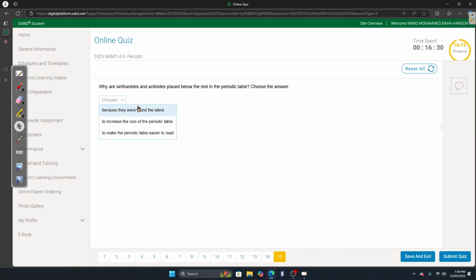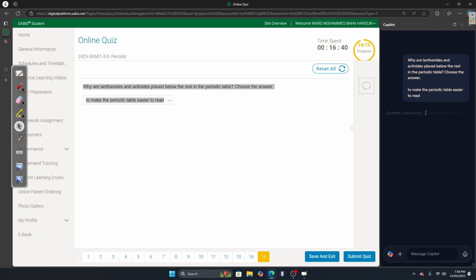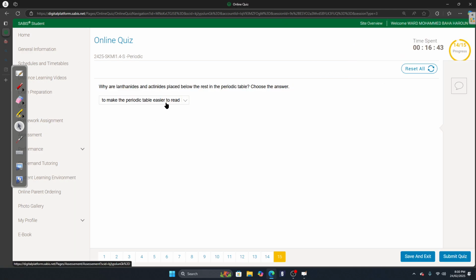Why is a set of elements placed below the rest of the periodic table? I think it's to make the periodic table easier to read. This doesn't really have an explanation. Let's just check quickly. Yeah. This doesn't make sense, because they're all arranged based on their properties, with groups arranged by the properties and the rows by the energy levels. This is just memorize it, it's common sense.